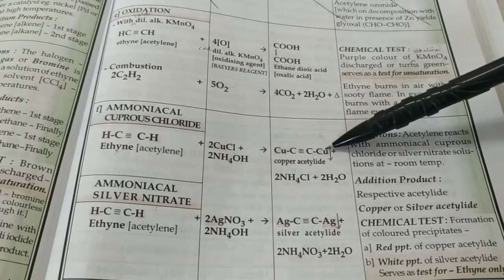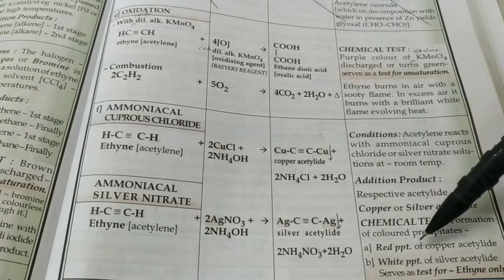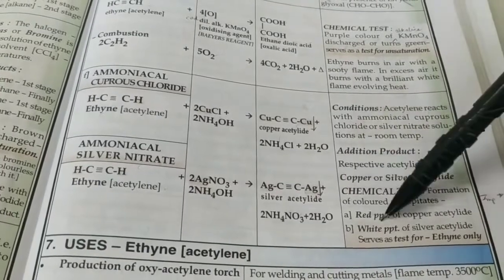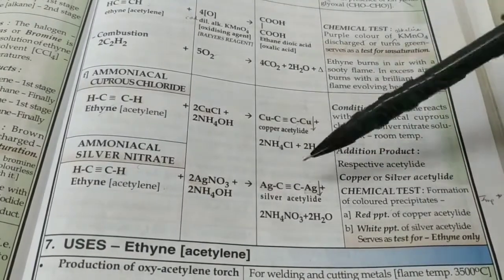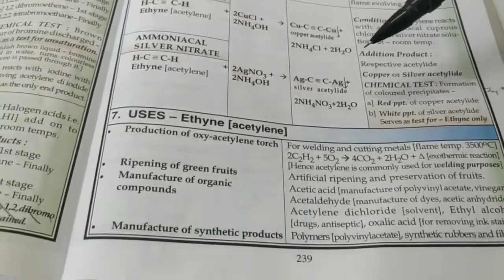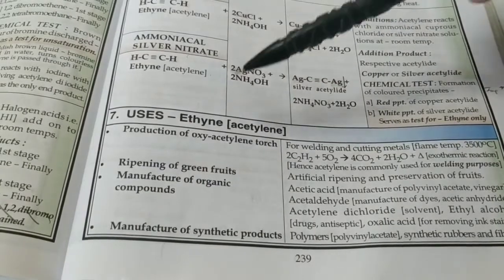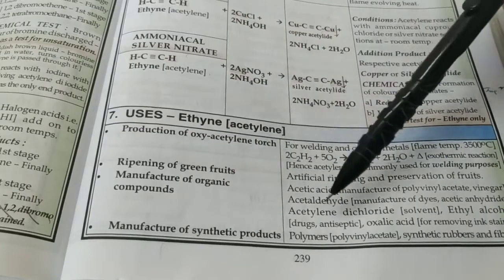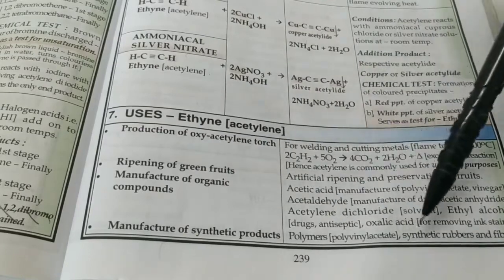Copper acetylide has which color? A red precipitate color. And silver acetylide has white precipitate color. So that's a very useful test. And finally, uses, again, a lot of similarities. It is used in oxyacetylene torch for welding purposes, ripening of fruits, manufacturing some organic compounds, and some synthetic products.